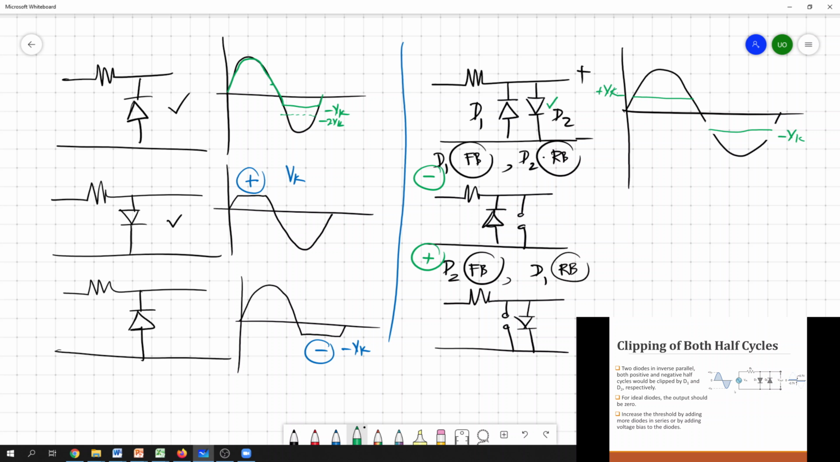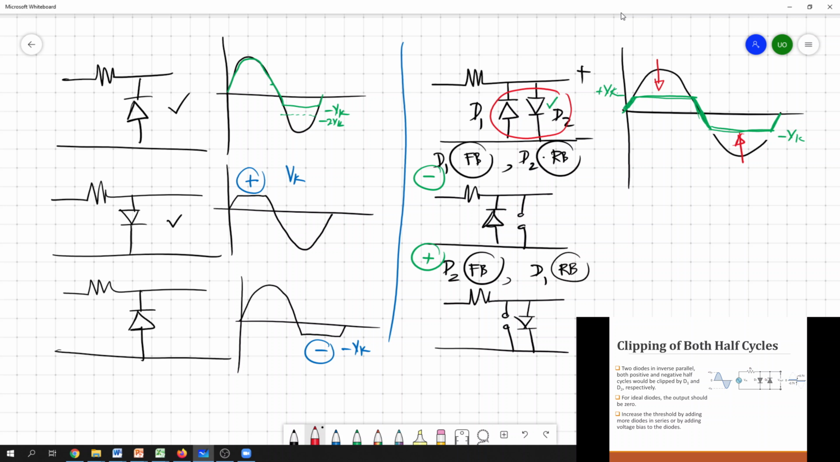During these other regions, we know that both diodes get reverse biased, because the input voltage is not sufficient to make either one forward bias. So by adding this kind of a diode arrangement, you can keep both cycles at Vk.